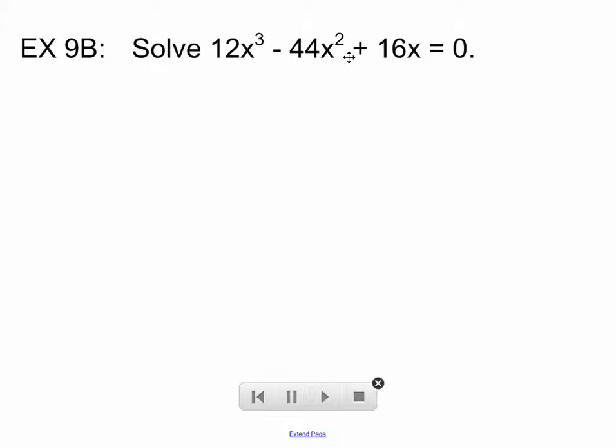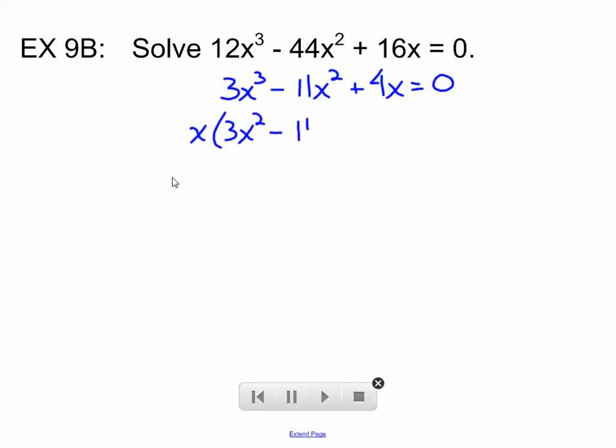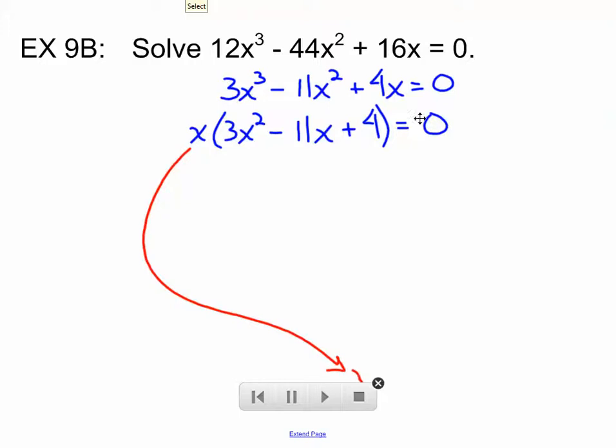Got this rather ugly equation, but I noticed that all 3 terms are divisible by 4. So let's divide them all by 4. Then I noticed that all 3 terms are divisible by x, so let's factor out x. Okay, as soon as I do that, when I've got x outside these parentheses, zero product property tells me that if this times this equals 0, then one of these has got to be 0. So x equals 0 is a possible solution.